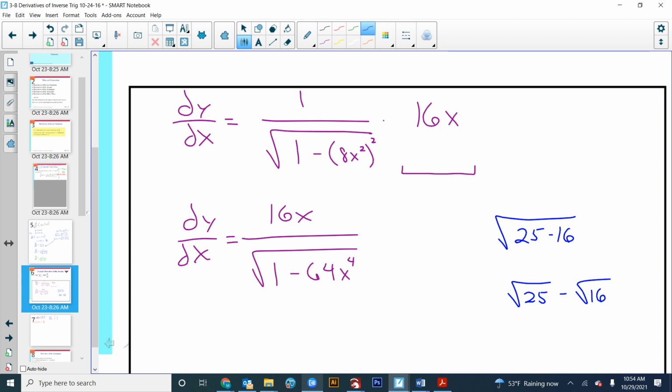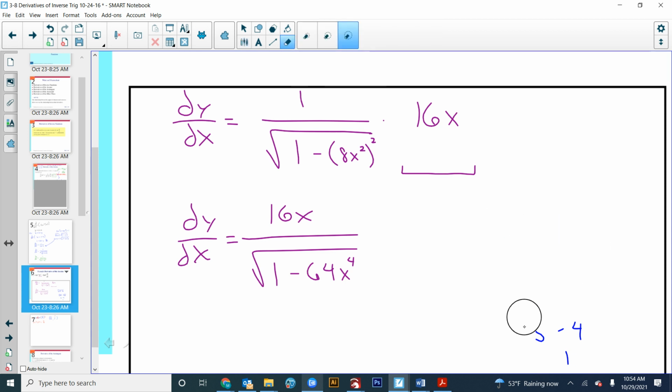What's the square root of 25? What's the square root of 16? That's 1. Is that right? No. Illegal. So be able to test it and model it with numbers if you're confused. That's our final answer. All right.